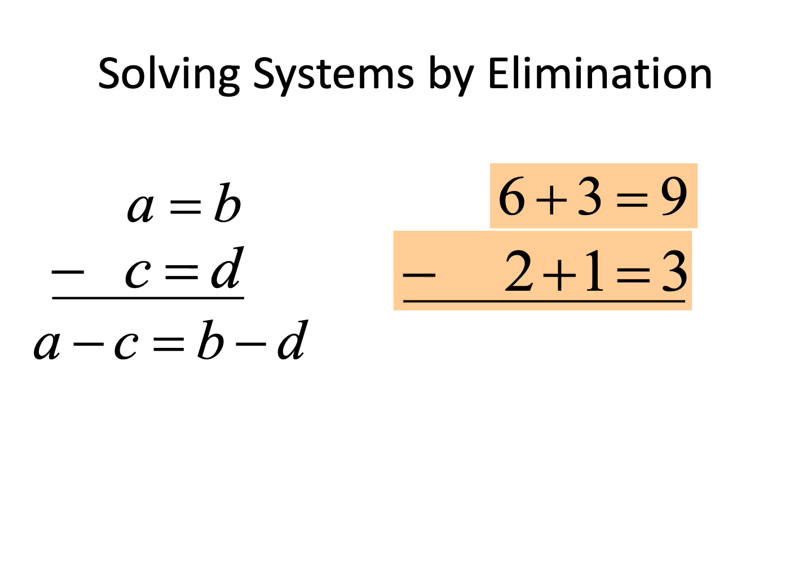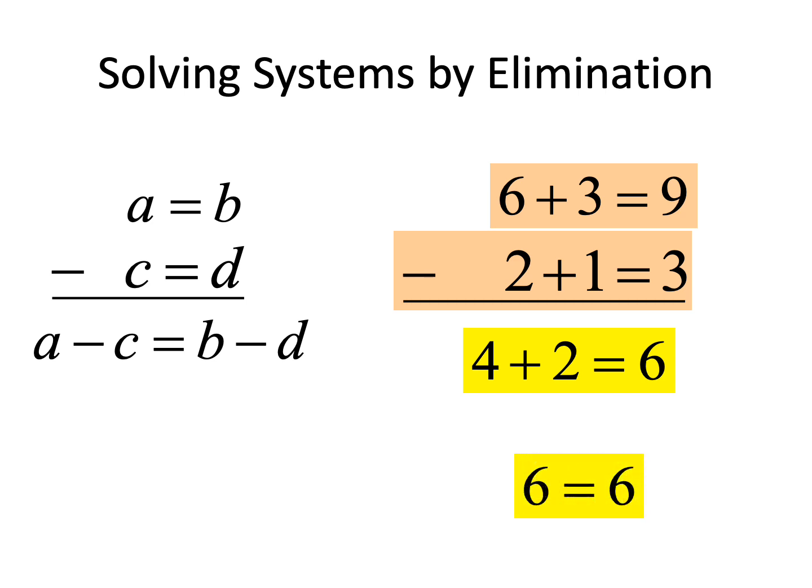6 minus 2 is 4. 3 minus 1 is 2. 9 minus 3 is 6. And if you start with two equations that are true, this doesn't work if one of them is false. If we start with two equations that are true, you wind up with a third equation that's true. So it turns out you are allowed to subtract two equations because the left side still equals the right side.